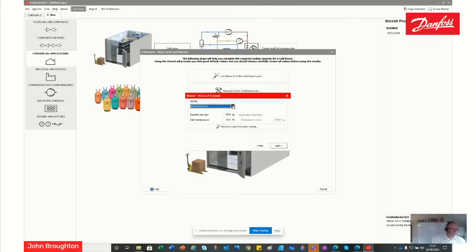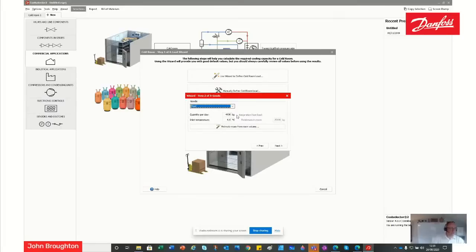Now Jason came up and said, okay, how do we do a morgue, so storage for bodies. Now again, we don't have that in our list, so you've got two options. You either choose the closest, which is meat, fresh meat, which is there or thereabouts the same, let's say.